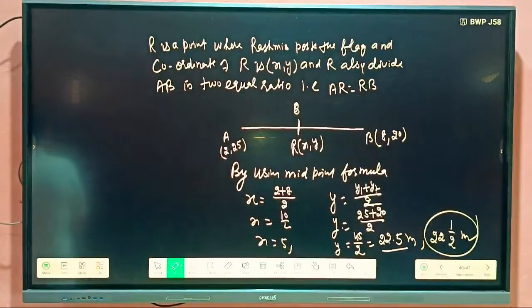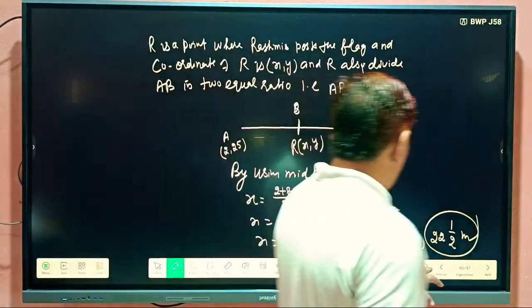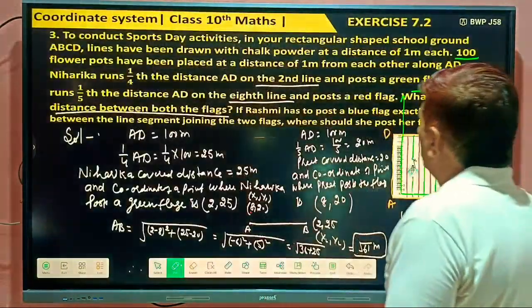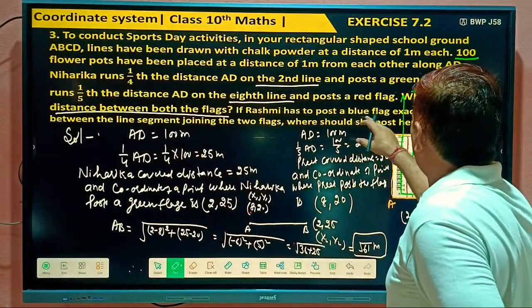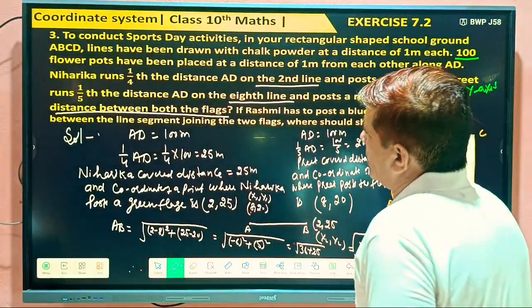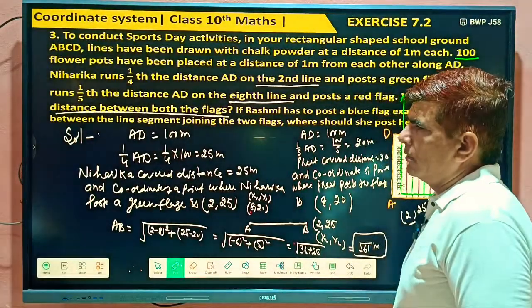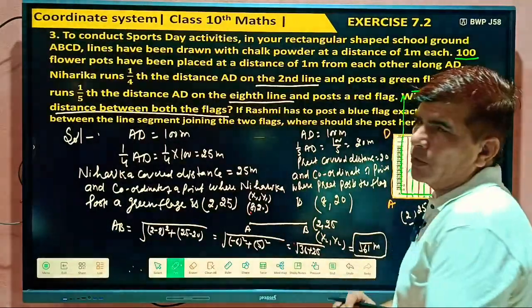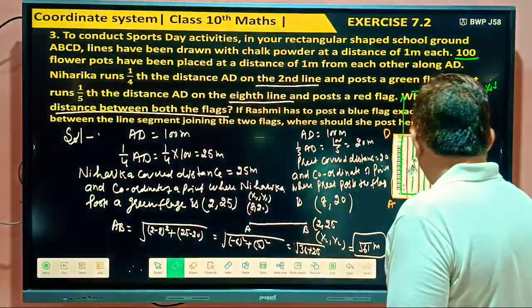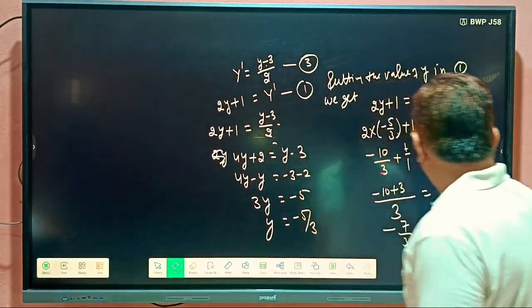Yes or no? So understood. So in this what? Use of all. And what saying? One more thing I want to tell here. If Rashmi has to post a blue flag exactly halfway between the line segments joining these two flags, where should she post her flags? So 22.5, one coordinate I told you. Other is what? Which one is this?